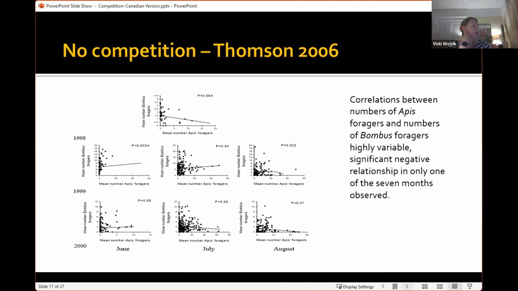In really only one of their sample years did they find a strong, significant correlation with there being fewer bumblebees when there were more honeybees. So they basically didn't find that relationship in this particular study when they artificially increased the number of honeybees present at a location and looked at what impact that made on the bumblebees that were foraging on flowers.